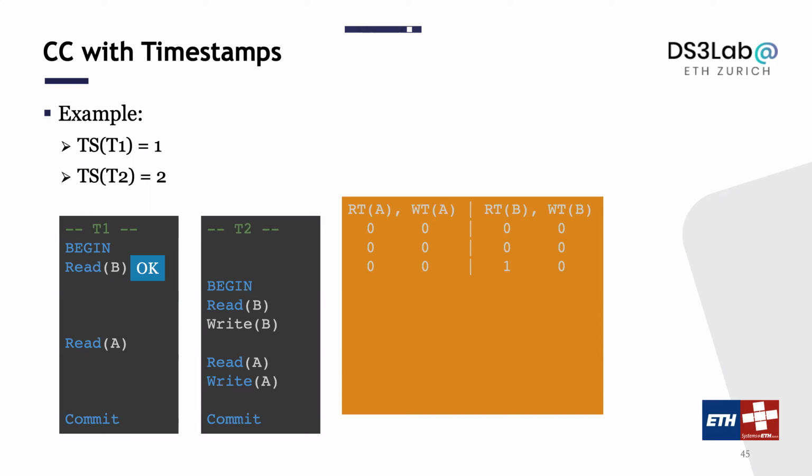So it's 1. And then T2 starts. T2 tries to read B. Do we allow that to happen? In this case, T2 has timestamp equal to 2.